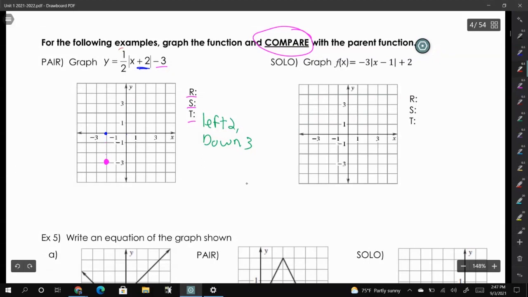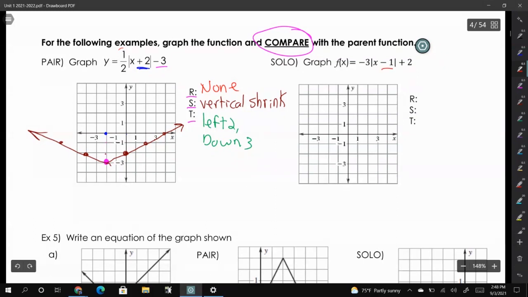Now, our A value is +1/2. So that means there is no reflection. A shrink or stretch, you do have a vertical shrink because 1/2 is less than 1. And that 1/2 means we're going to go up 1 and left 2, up 1 and left 2, and then from the vertex up 1 and right 2, up 1 and right 2. So you see that our absolute value function, our V, got shrunken down.